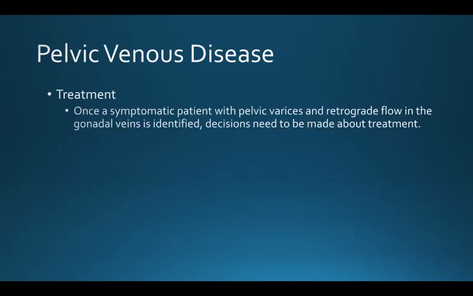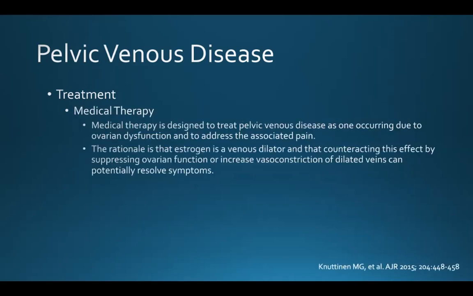Once a symptomatic patient with pelvic varices and retrograde flow in the gonadal veins is identified, decisions need to be made about treatment. You can think about medical therapy. This is designed to treat pelvic venous disease as one occurring due to ovarian dysfunction and to address the associated pain. The rationale is that estrogen is a venous dilator and that counteracting this effect by suppressing ovarian function or increased vasoconstriction of dilated veins could potentially resolve symptoms.